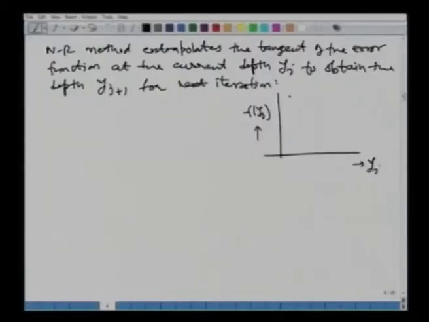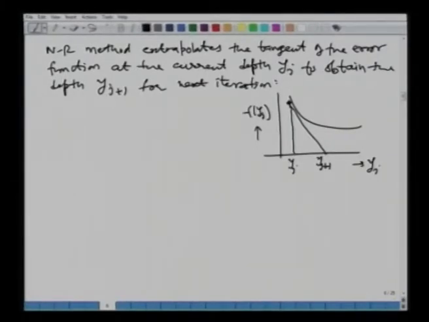So, let us say that the error function is something like this. Then let us say your initial guess is this, which is your y j. Then you take the tangent on it. What is the basis of the Newton-Raphson method? At the current point, you take the tangent, and you see where it cuts the x axis, let us say that is where it cuts, and that is what will give you the next point. How does it come? Well, let us look at that.